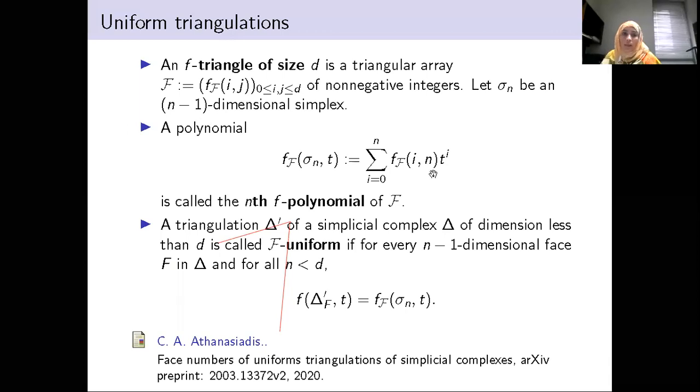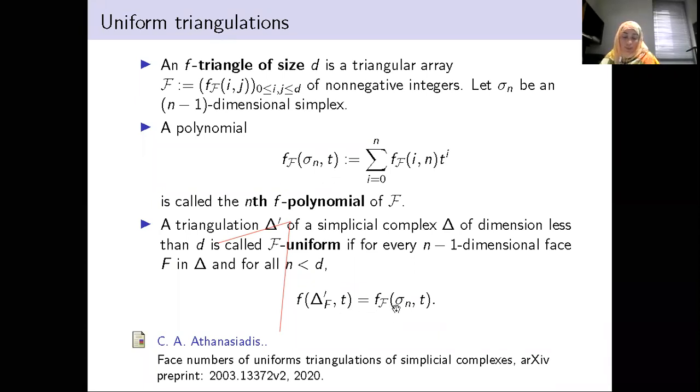They will be covered in this definition. So if you fix some non-negative integers and build on that, you consider a polynomial of that triangular array, and then you just consider that if you look locally, or you just take the restriction of some face on this triangulation, then you get this.